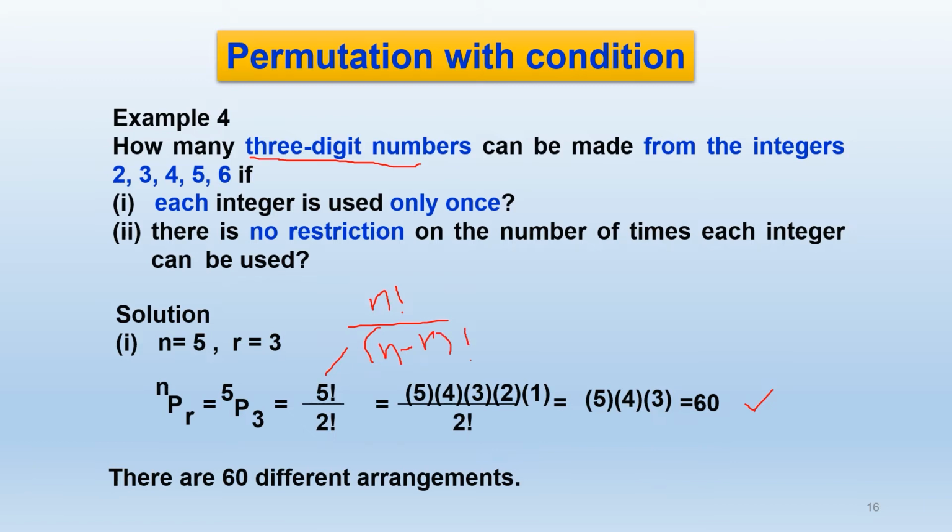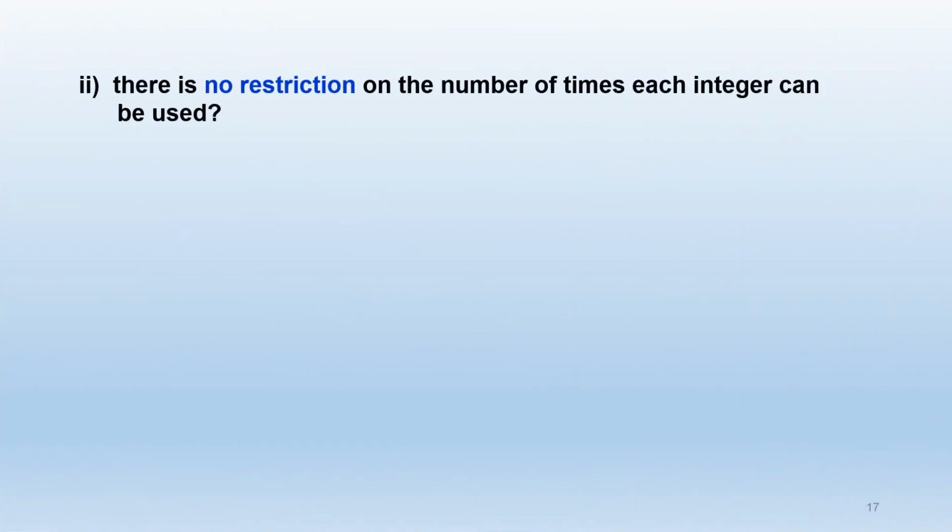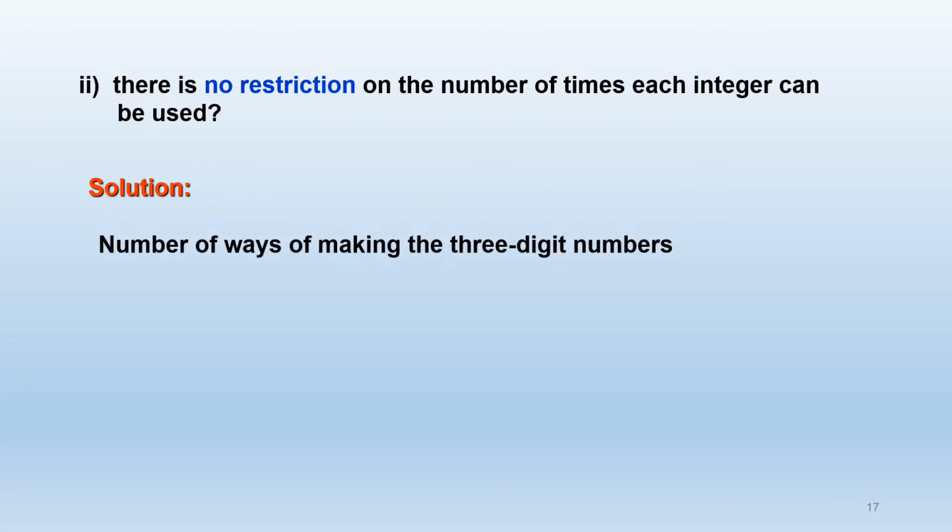Okay, there are 60 different ways. And how about this one? When there is no restriction, meaning you can use the numbers repeatedly, repetition is allowed. From 5 digits, for the first digit you have 5 options, for the second digit you have 5 options as well, and for the third digit you have 5 options as well. So you can multiply using the multiplication principle, 5 times 5 times 5. So altogether you will have 125.